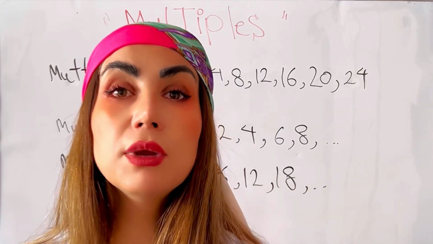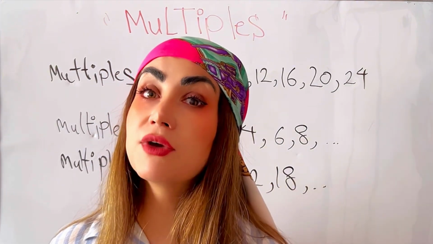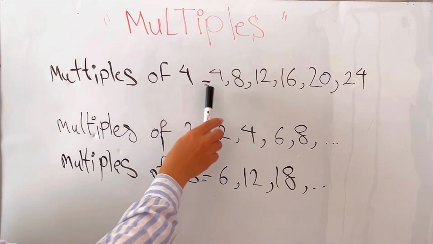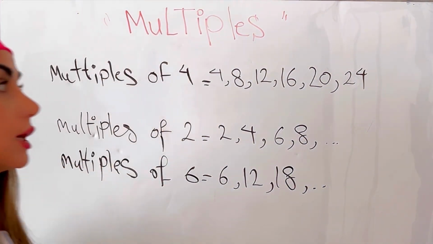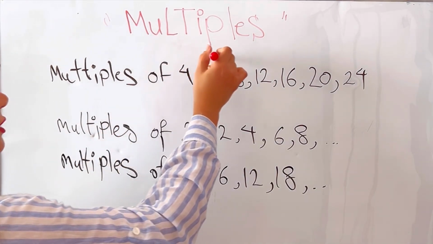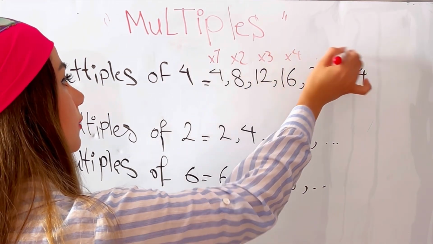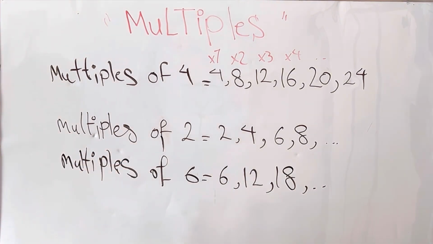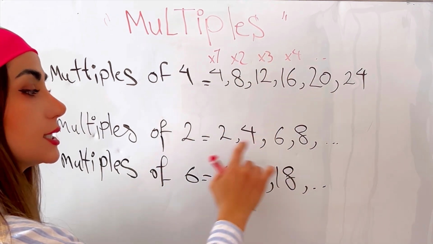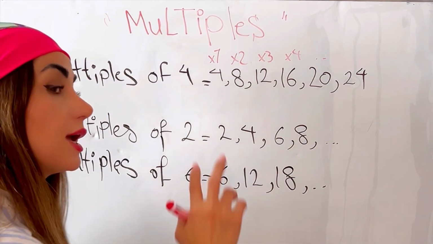When we multiply a number by 1, 2, 3, 4, and so on, we get what are called multiples of that number. As an example, multiples of 4 equal 4, 8, 12, 16, 20, and 24, and so on. Times 1, times 2, times 3, times 4. Another example, multiples of 2 equal 2 times 1 is 2, 2 times 2 is 4, 2 times 3 is 6, and so on. And multiples of 6 equal 6, 12, 18, and so on.